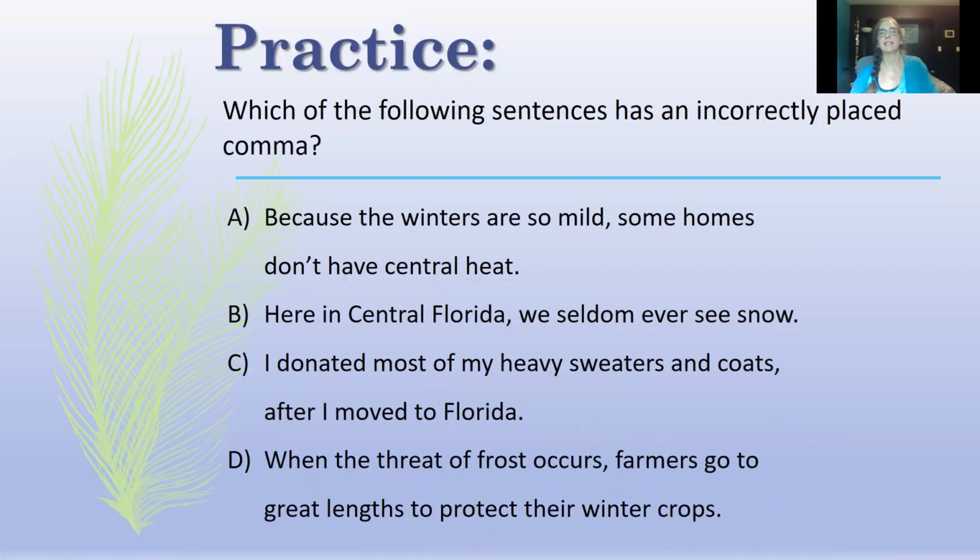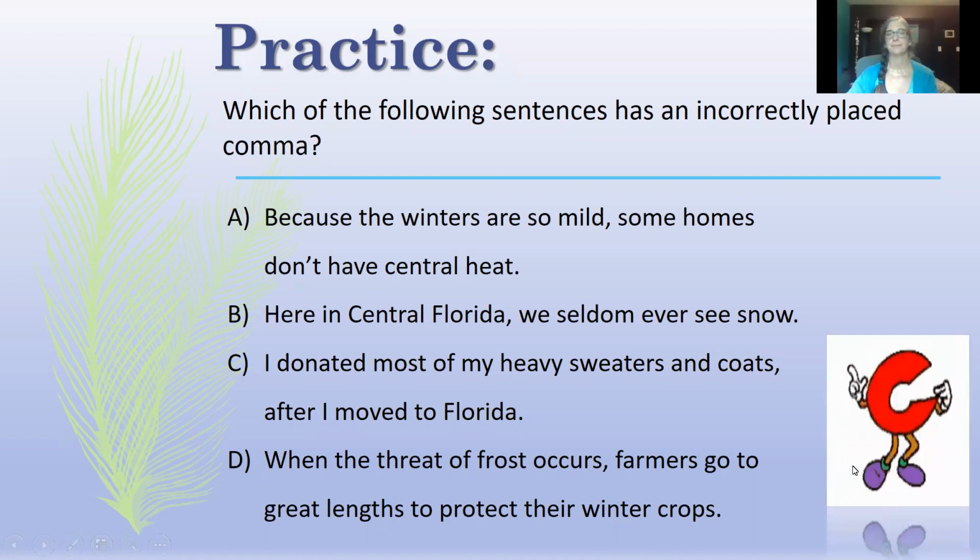Which of the following sentences has an incorrectly placed comma? A. Because the winters are so mild, some homes don't have central heat. B. Here in Central Florida, we seldom ever see snow. C. I donated most of my heavy sweaters and coats, after I moved to Florida. D. When the threat of frost occurs, farmers go to great lengths to protect their winter crops. So, C. Absolutely. How would you fix it? You could just take out the comma. Take out the comma, because what is your formula? IC, DC, no comma needed.